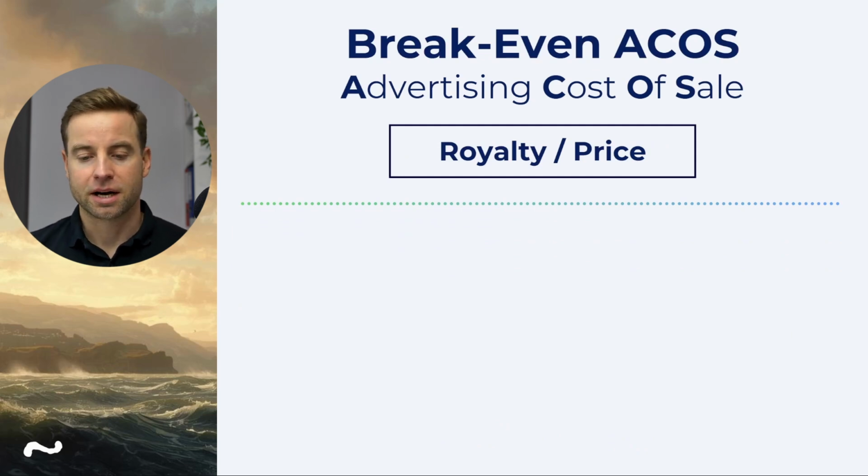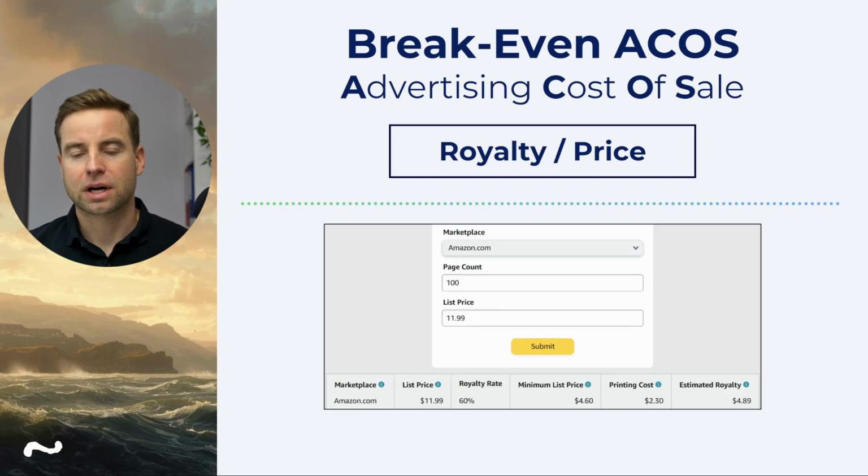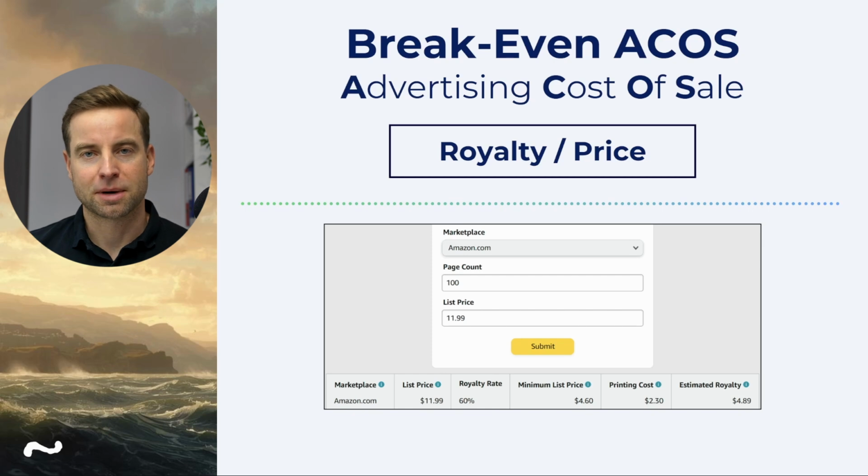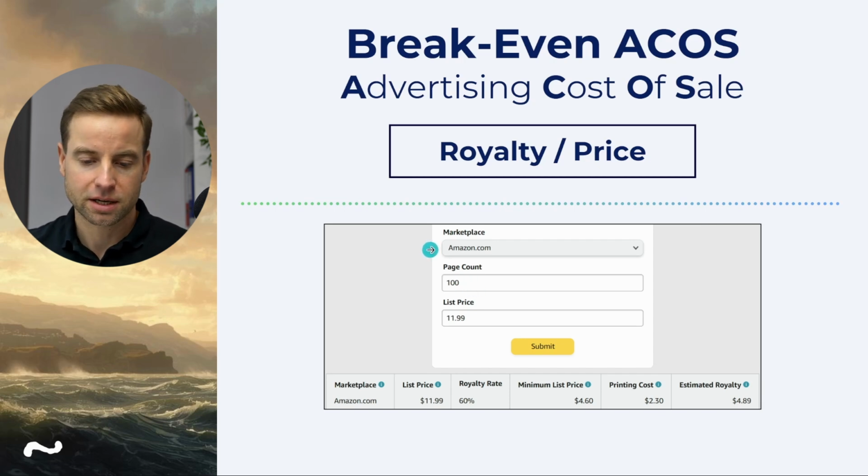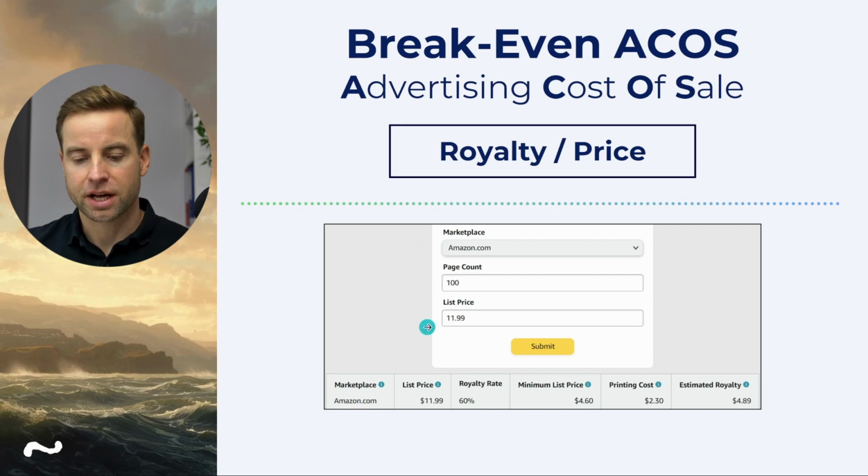We calculate it by dividing the royalty for one book by the price of that book. So let's have a look at an example. In order to calculate it, we can use Amazon's royalty calculator. I will put the link in the description. Let's say that we are selling the book on the Amazon.com marketplace. Our book has 100 pages, and we sell that book for $11.99. Our royalty for one book is $4.89.